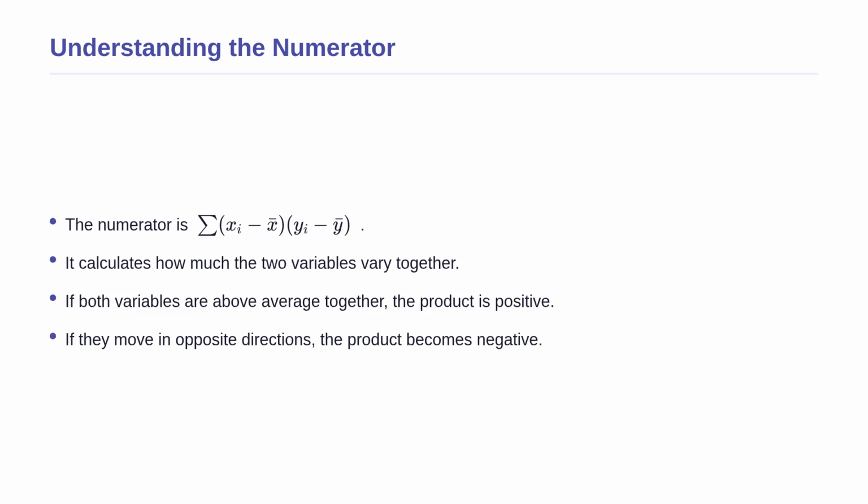Now that we have seen the full formula, let us break it down conceptually, starting with the top half. The numerator calculates how much the two variables vary together. Think about what happens mathematically here. If a data point is above average in both x and y, multiplying those two positive deviations gives a positive number. Even if both are below average, multiplying two negative deviations also gives a positive number. However, if one is above average while the other is below, the product is negative. This sum is our first mathematical clue about the direction of the relationship.